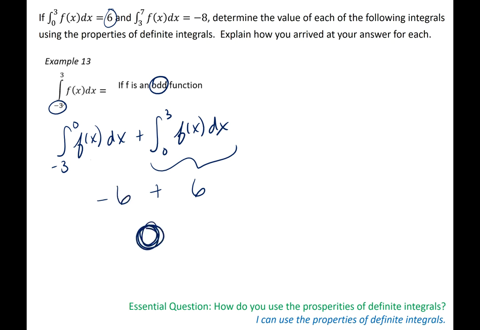I would have probably just looked at it and gone from -3 to 3. It's odd. I know it's got to be 0. I don't necessarily need that entire explanation.